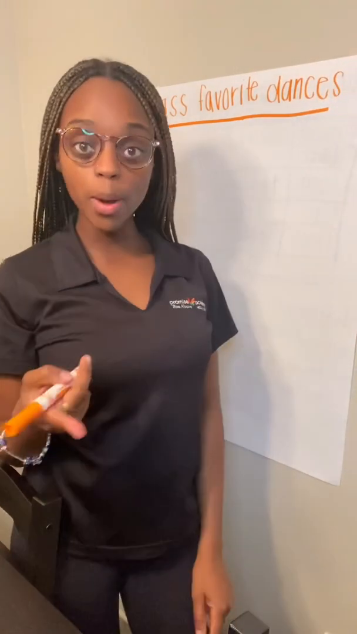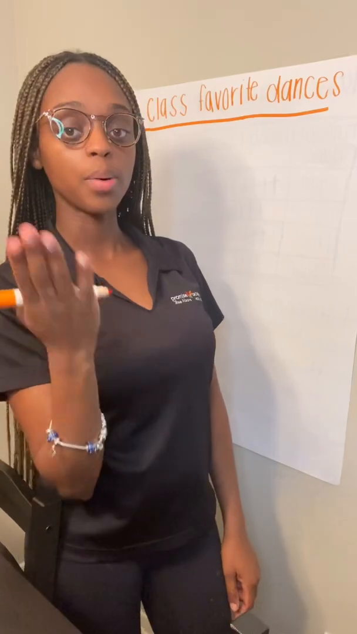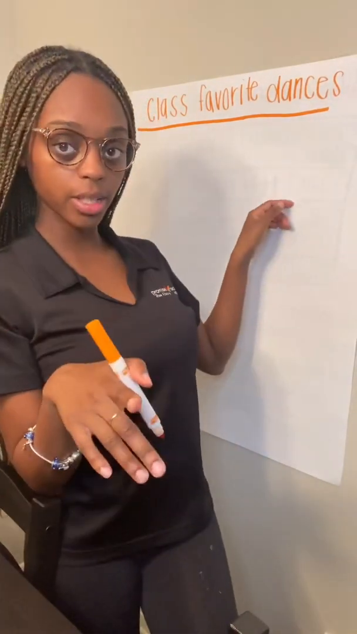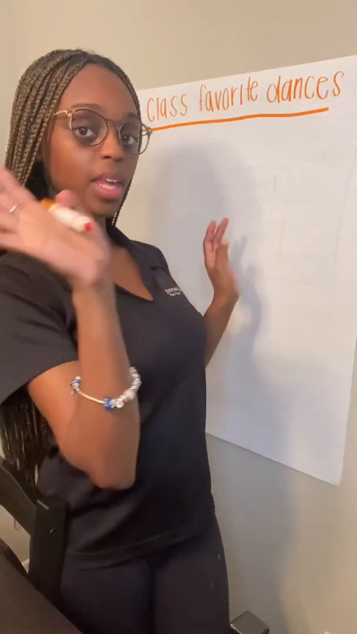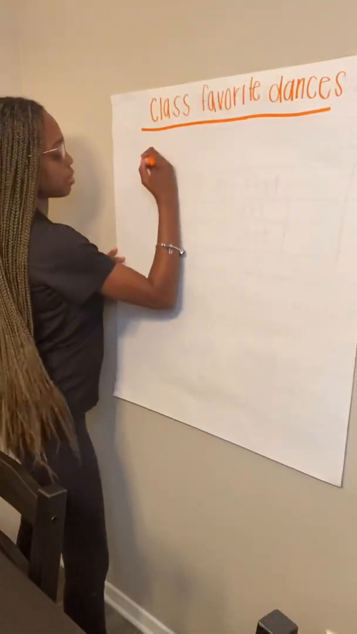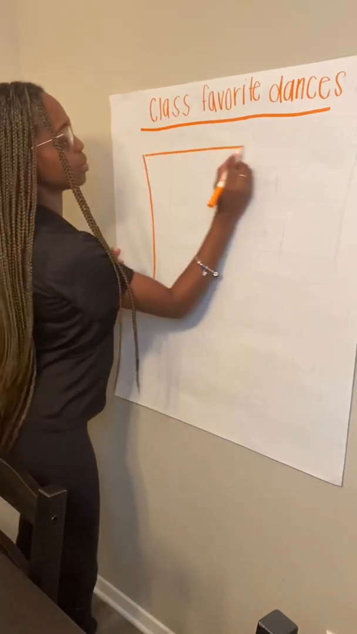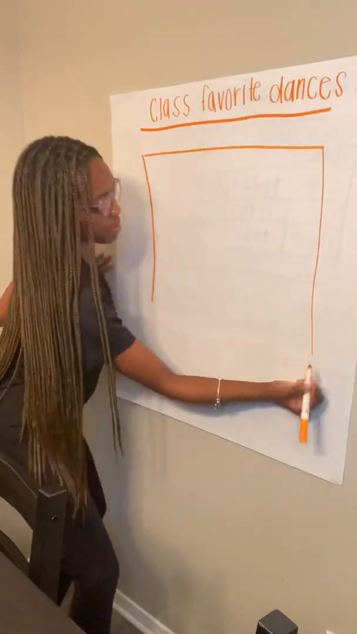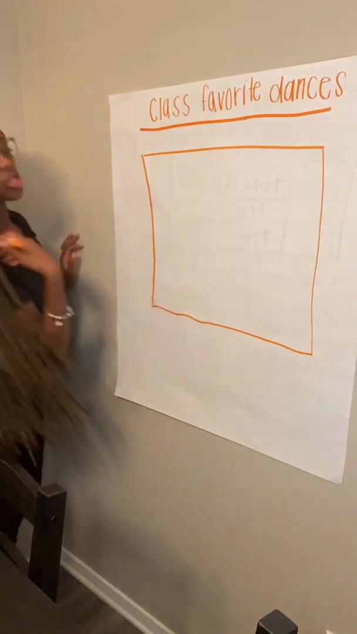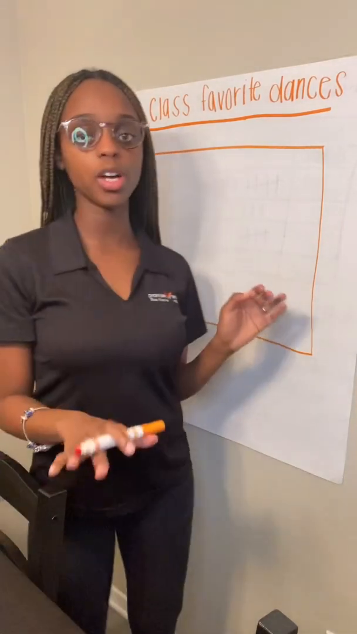So on your paper, you are going to also put your title. Go ahead and do that now. I'm going to give you some time, and then we're going to move on. So go to work. All right, after you've done your title, we're going to draw a big rectangle. Ooh. Yours might not be as crooked as mine. Just like that. Go ahead and draw yours.